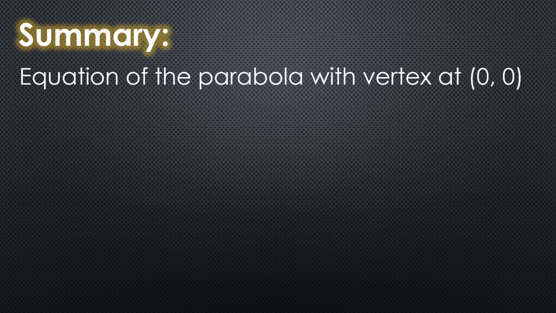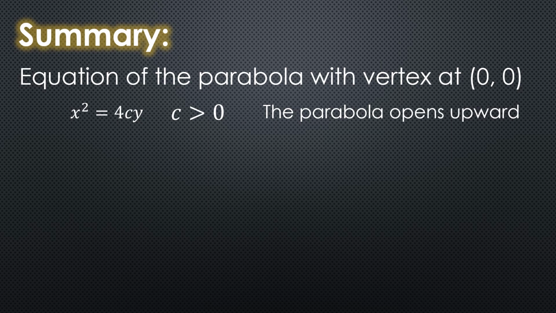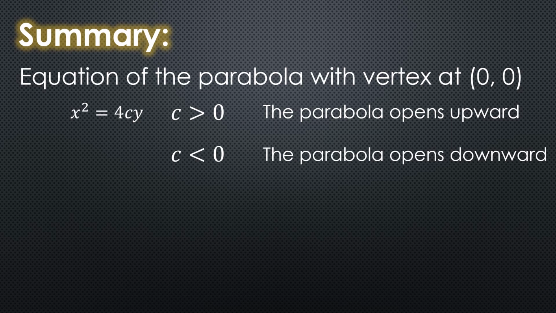Let us summarize the result. The equation of the parabola with vertex at the origin (0, 0) is x squared equals 4cy if the parabola either opens upward or downward. If c is greater than 0, or if c is positive, the parabola opens upward. While if c is negative, the parabola opens downward. In here, c is not equal to 0.